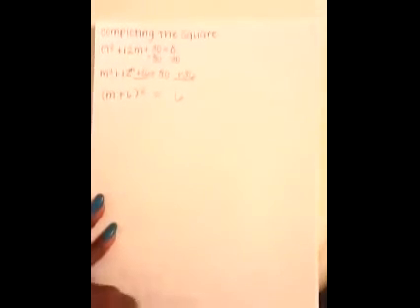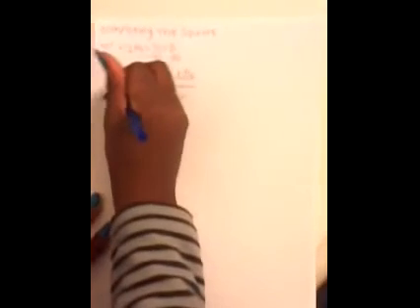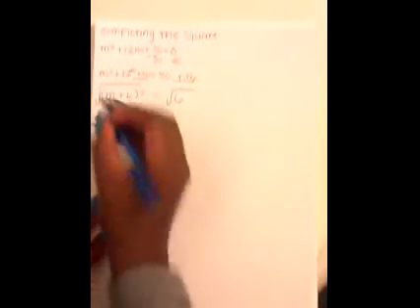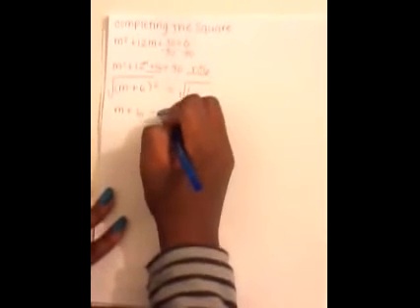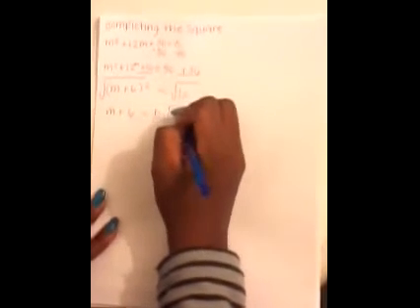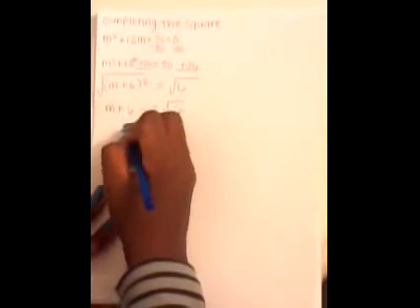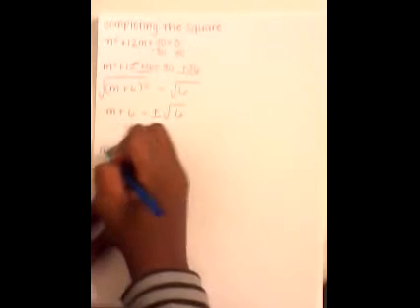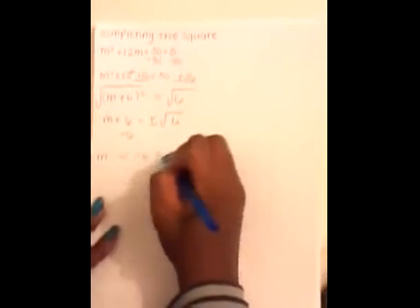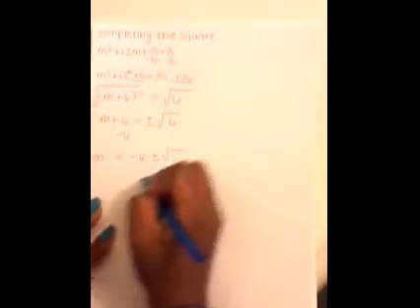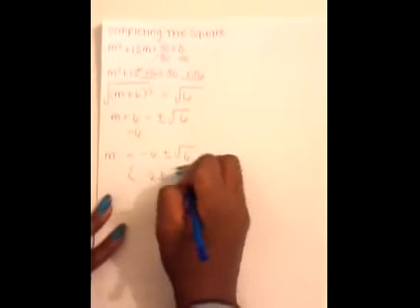And then to solve for m, get rid of the square by square rooting both sides. Then you bring that down. You'll have m plus 6 equals plus and minus the square root of 6. Then you have to get m by itself. So you'll subtract 6 from both sides. So that would be m equals negative 6 plus and minus the square root of 6. And in set notation, that will be negative 6 plus and minus the square root of 6.